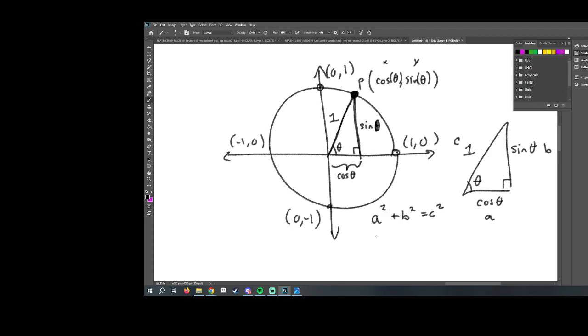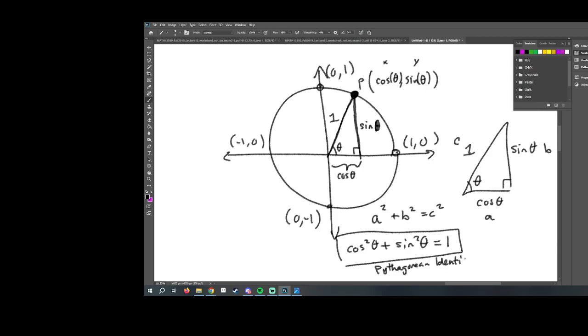But if we plug in the values we actually have for A, B, and C here, we get a lovely little formula, which is cosine squared theta. This just means the cosine of theta squared. It's just notation so that you don't think that it's theta being squared, it's just cosine being squared, plus sine squared theta equals 1 squared. But of course, 1 squared is just 1, so we can drop that squared out. And we get this, which is called the Pythagorean identity.